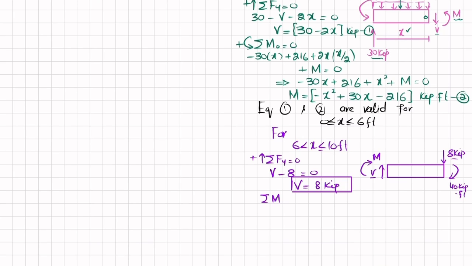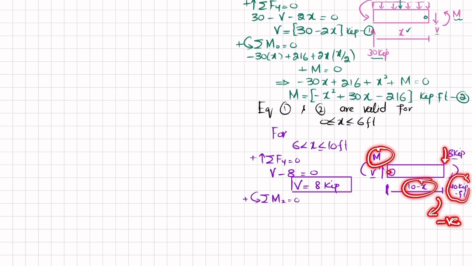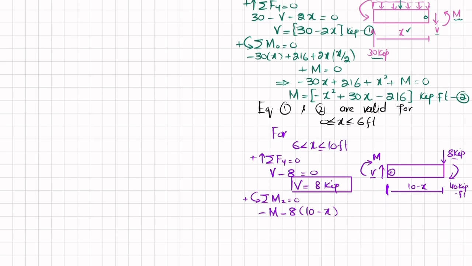For moment, let this be point number 2. So the sum of all moments about point 2 is equal to 0, taking the counterclockwise moment as positive. You can see this remaining distance was 10 minus x. So about point 2, the first moment will be 8 into the perpendicular distance, which is 10 minus x, and this is clockwise, so it will be negative. And then minus 40 kips-feet, that is also clockwise, and this external moment which is counterclockwise, M, will also be negative, and their sum must be equal to 0. So I will write minus M minus 8 into (10 minus x) minus 40 is equal to 0. So this moment will be equal to minus 80 plus 8x minus 40.